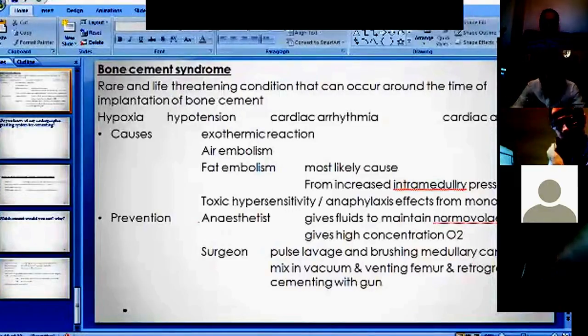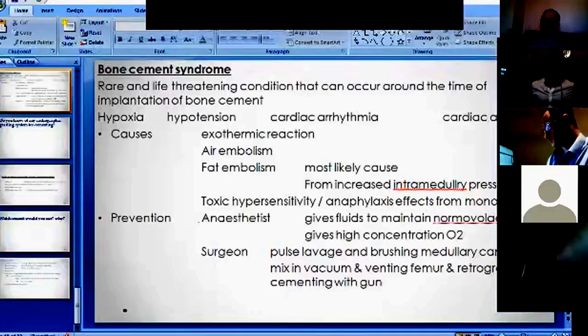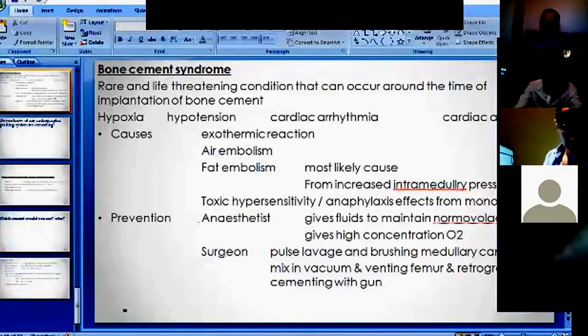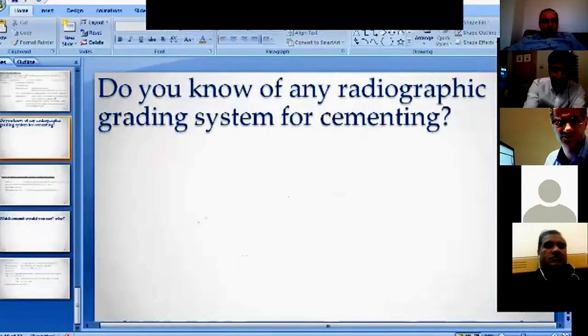And now that I'm talking about it, I just remembered there is also another factor related to hydrogen peroxide usage and the concentration of hydrogen peroxide. Hydrogen peroxide is used as a hemostatic agent to reduce bone bleeding, and that will allow better interdigitation of cement into the bone. The risk is that it can produce air embolism, and the MHRA guidance is that it should be diluted. Okay, we'll move on now.